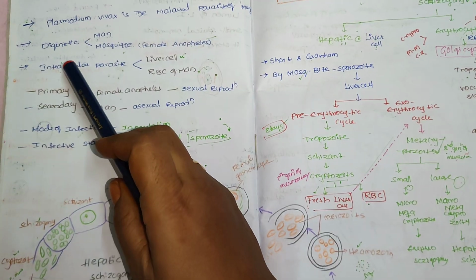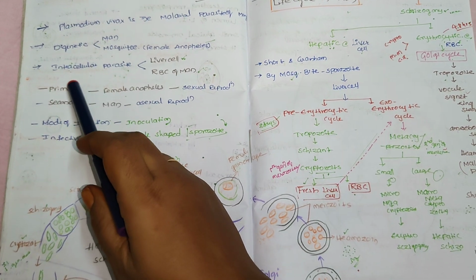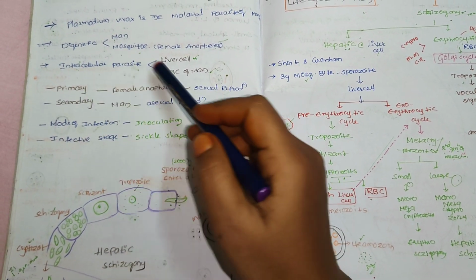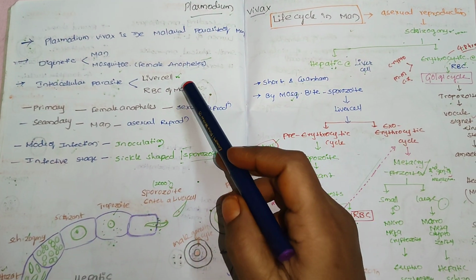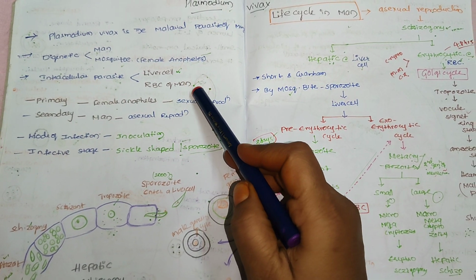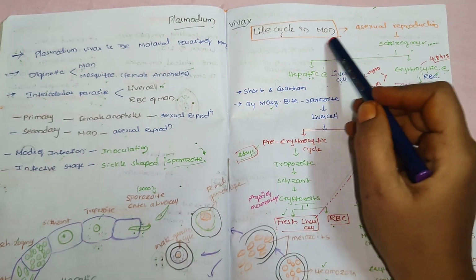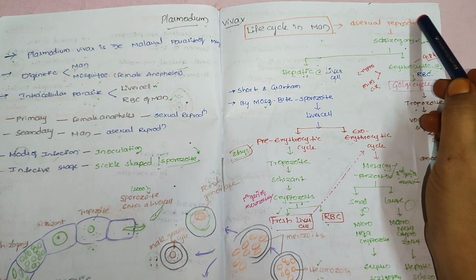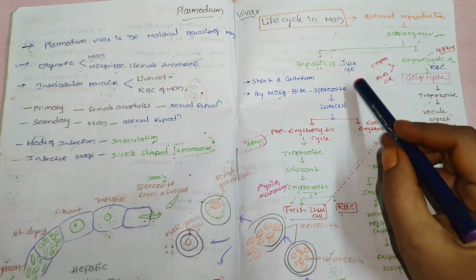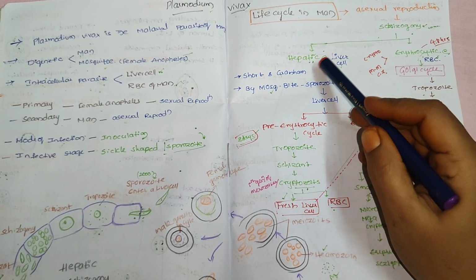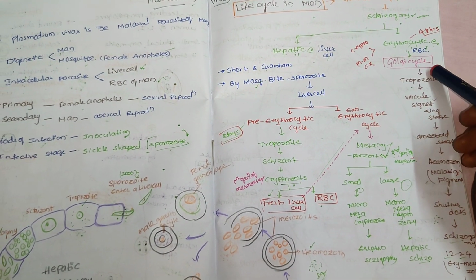That is why it is called a digenetic parasite. And also an intracellular parasite, meaning within the cell. Intracellular, within the cells. What type of cells? Liver cell of human and RBC of human. So this will survive in these two types of cells. Based on this, we have different types of cycles. So in man, it reproduces by asexual reproduction. That is called schizogony. And when it reaches the liver cell, it is called hepatic schizogony. If it reaches the RBC, it is erythrocytic schizogony.